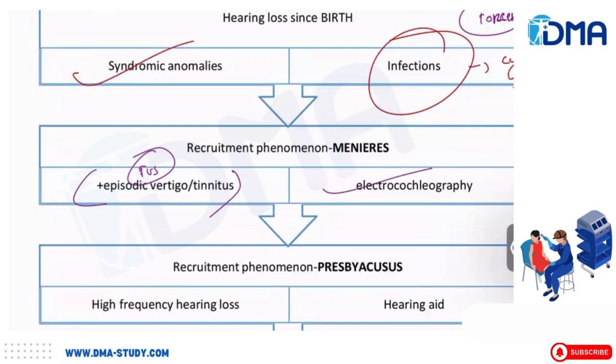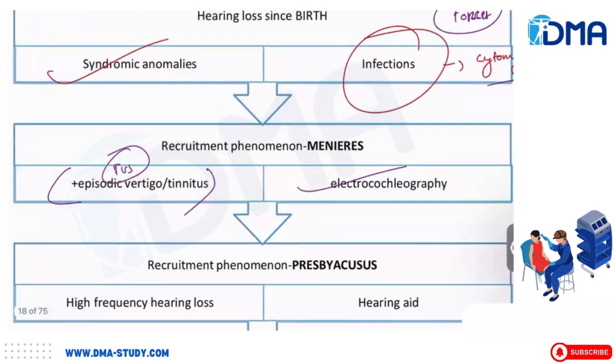I tell you again, recruitment positive is nothing but sudden abnormal growth of loudness, called the recruitment phenomenon. The patient doesn't hear lower sounds well, but higher sounds the patient hears a lot better. That is sudden abnormal growth of loudness, called recruitment phenomenon, positive in Meniere's disease. The patient should undergo electrocochleography.